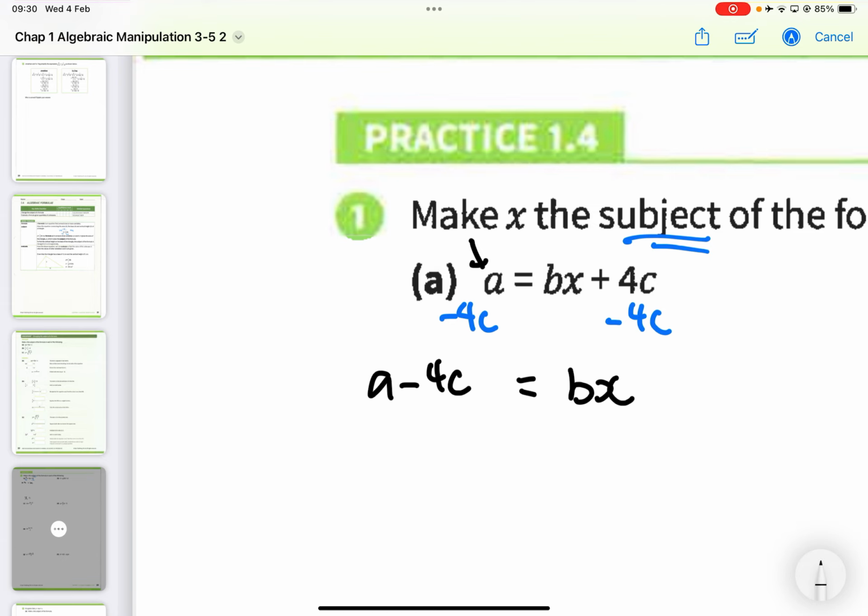Okay? Why my 4C crosses the equal sign and becomes minus 4C is because I actually minus them away. I minus both sides. That's why this plus 4C comes across the equal sign and becomes minus 4C.